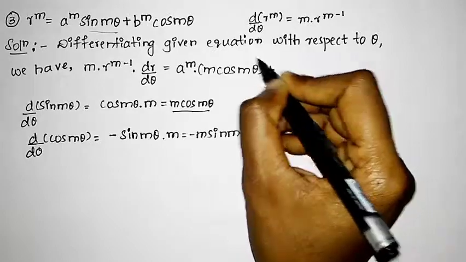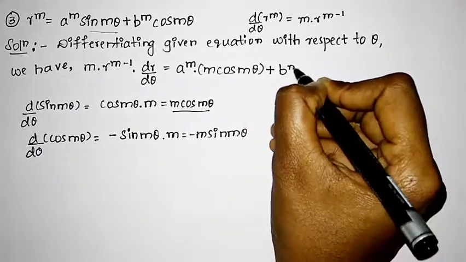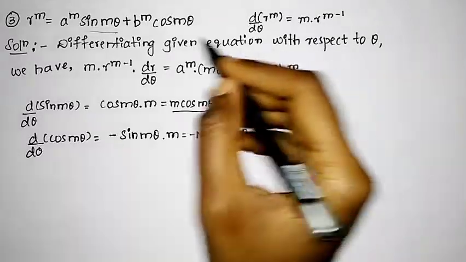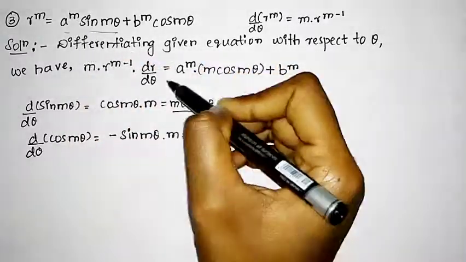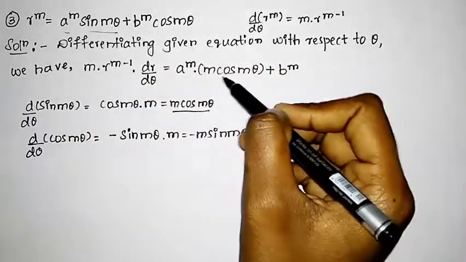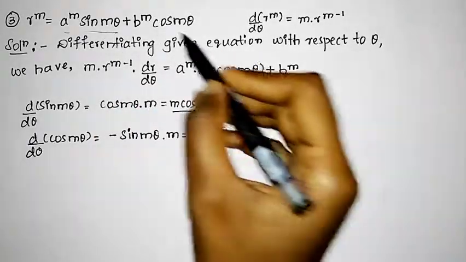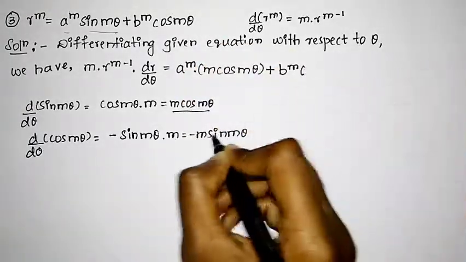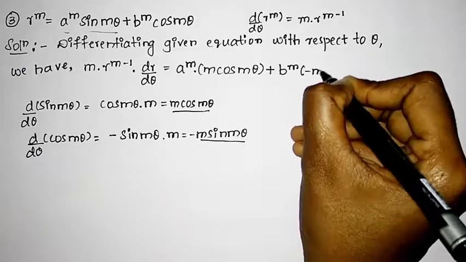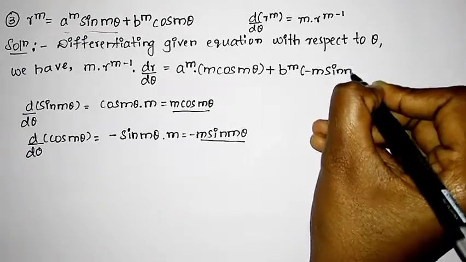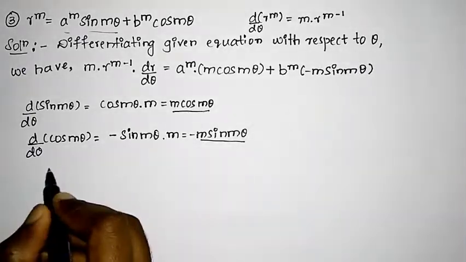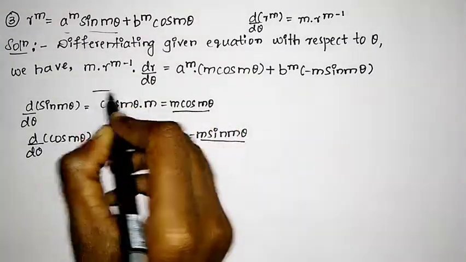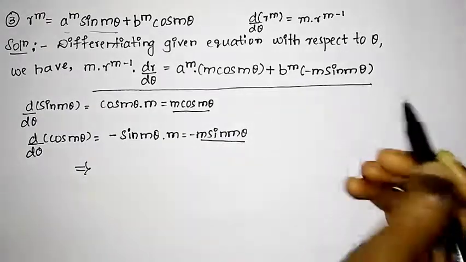Then plus, keeping b raised to m as it is. Because we are just differentiating with respect to theta, we keep b raised to m as it is. So differentiation of sin m theta is cos m theta into m. Then similarly, differentiation of cos m theta we have obtained as minus m into sin m theta. So we have obtained the differentiation with respect to theta.